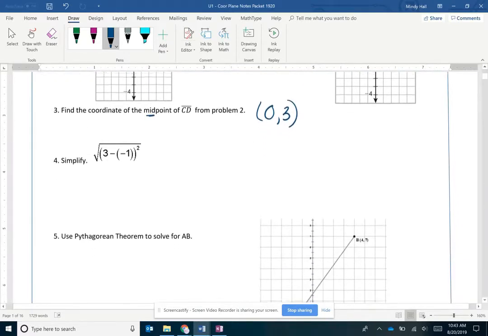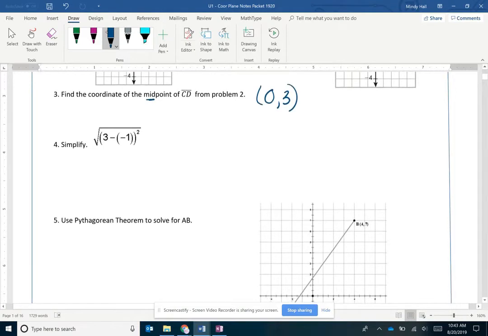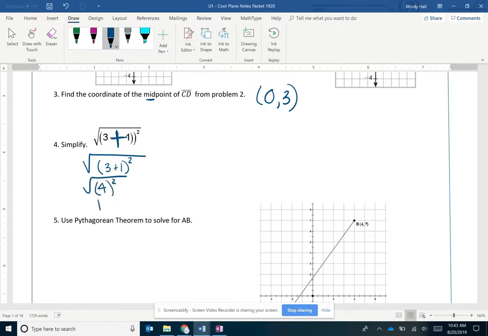For number 4, simplifying, we need to take care of our parentheses, big set of parentheses first. So we would have the square root of, instead of 3 minus -1, it'd be 3 plus 1 squared, because minus a negative turns into 1 big fat positive. So then 3 plus 1 is 4, and that is getting squared. 4 squared is 16, and then the square root of 16 is 4. Now, some of you may have also noticed that this squared and this radical right here would cancel each other out, and you would have just gotten straight to 4. So if you did that as well, that is also fine.